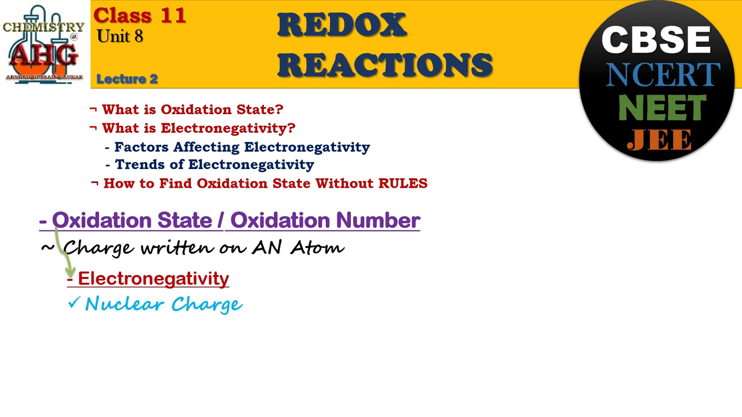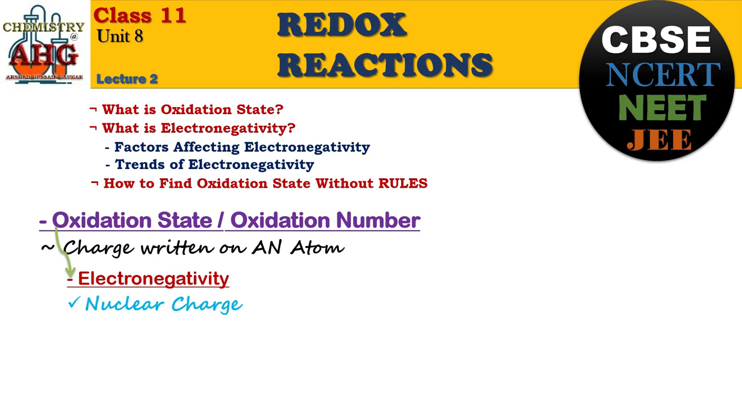And you know very well that the nucleus of an atom has which charged subatomic particle? The nucleus of an atom has protons. Protons are positively charged particles, so nuclear charge is always positive. In simple words, nuclear charge is the charge on the nucleus and it is equal to the number of protons in the nucleus of an atom. This is one factor on which electronegativity depends.